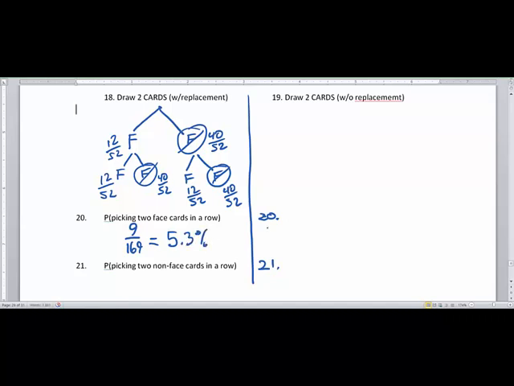Okay. Now, let's compare and contrast that. Oh, let's do this one first. Okay, picking 2 non-face cards in a row. Well, it wouldn't be this path, right? Picking 2 non-face cards in a row wouldn't be this path. It wouldn't be this path either, because with these 3 paths, you can see that each one of these has at least a face card. So picking 2 non-face cards in a row would be this path, the 40 over 52 and the 40 over 52. So I'll get my calculator back here.